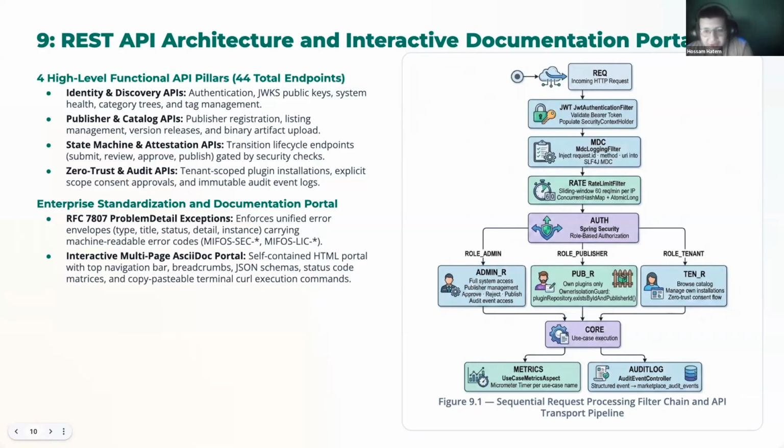If the Xray scanning detects high or critical CVE vulnerabilities, attestation verified remains false. Any attempt to publish an unverified binary throws an attestation gate violation exception with a 409 conflict status code, permanently blocking catalog exposure. Furthermore, JReleaser generates CycloneDX 1.5 SBOM manifests signed into build attestations. That's all for the REST API architecture.